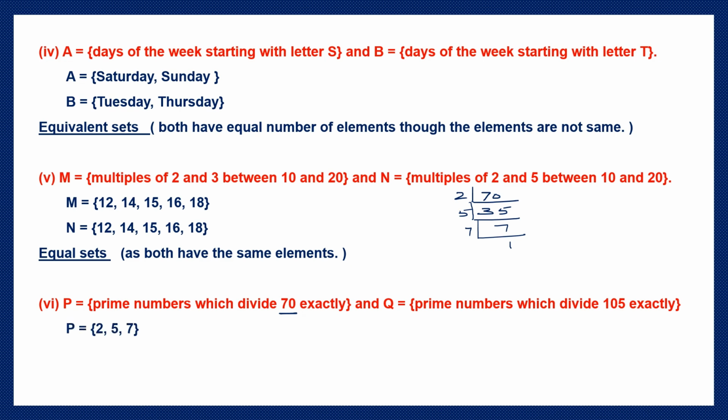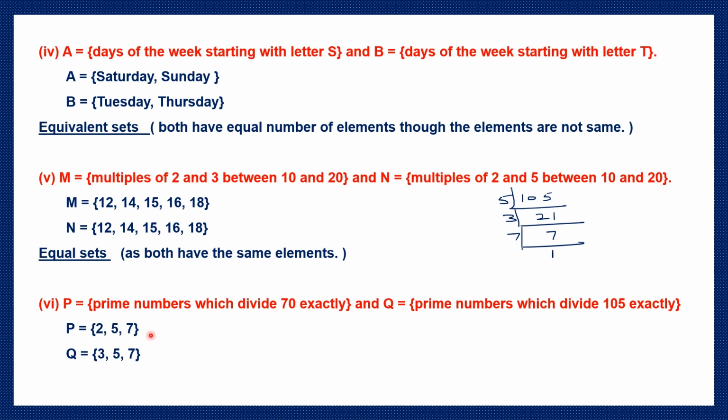That is set P. Now, what is set Q? Prime numbers which divide 105 exactly. So let's divide 105 with the prime numbers and see. So 105, I can divide this by 5. 5 twos are 10, 5 ones are 5. Now I can go to 3. 3 sevens are 21, then 7 ones are 7. So here what are the prime factors? Again 3, 5 and 7. So Q is 3, 5 and 7.